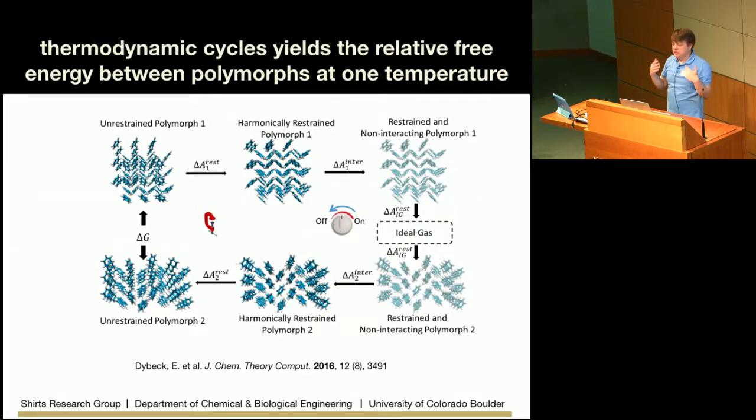So what we do is we use thermodynamic cycles where we restrain the polymorph, turn off the interactions, and then we can make a correction in the ideal gas form between the two polymorphs and take it back out. This is very similar to what you might see in ligand binding. It's the same idea. It takes a fair amount of work, but that gives us a very accurate measure of the difference in the free energy between the crystal polymorphs at one temperature. So if we have the full temperature dependence for each of the polymorphs, we have one place to connect the two surfaces, then we can calculate the free energy difference between the two polymorphs at any temperature.